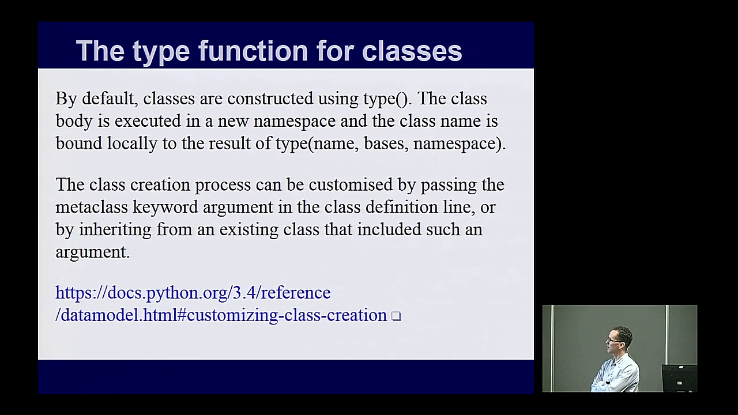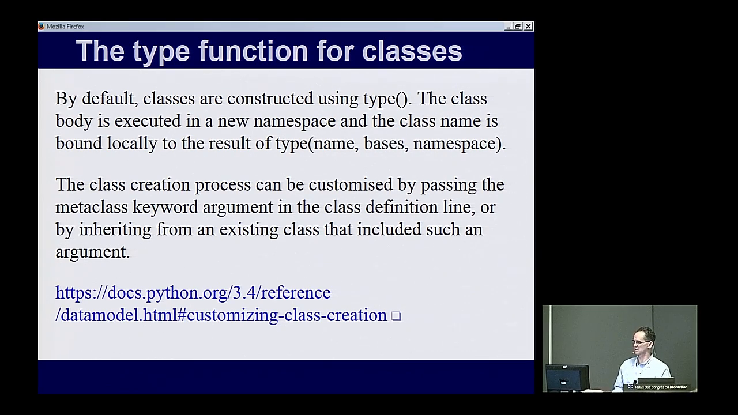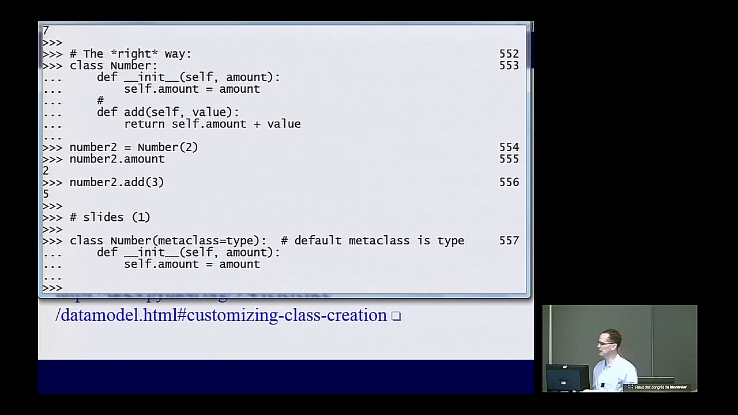So by default, classes are constructed using type. The class body is executed in a new namespace. The class name is bound locally to the result of that function. So if you pass the metaclass keyword argument in the class definition line in Python 3, or make it the dunder metaclass attribute in Python 2, or you inherit from an existing class that does that, then you can interfere with the way the class gets created. So similarities to decorators, right? You get to sort of stick your own behavior in between.